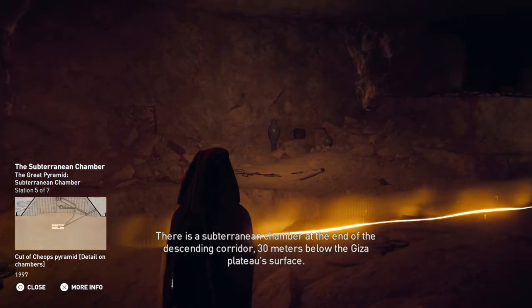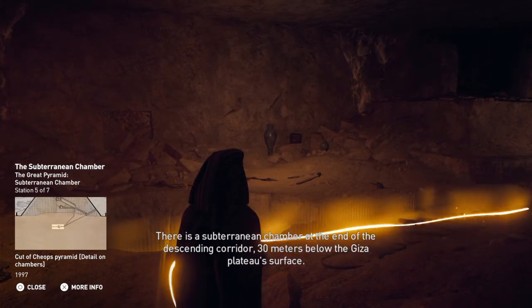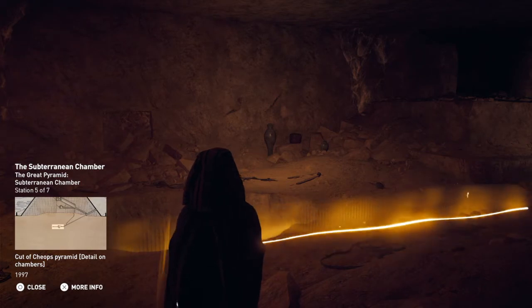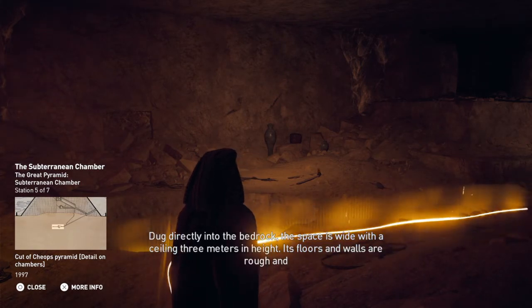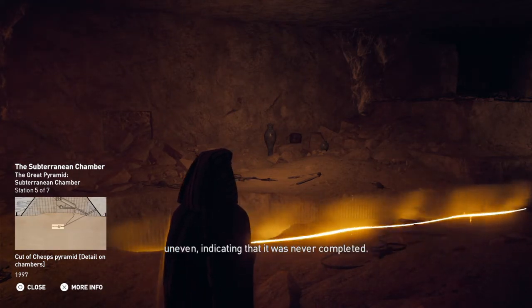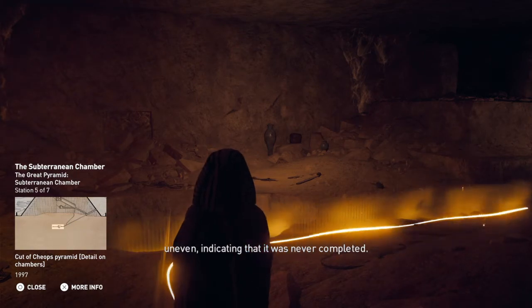There is a subterranean chamber at the end of the descending corridor, 30 meters below the Giza plateau surface. Dug directly into the bedrock, the space is wide with a ceiling 3 meters in height. Its floors and walls are rough and uneven, indicating that it was never completed.